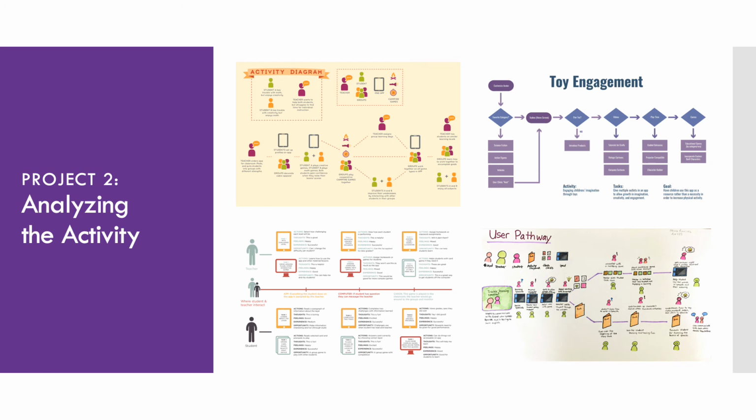After the pitches, students are asked to analyze the activity and divide it into tasks and subtasks to help them really understand the behaviors that are involved in it. Then they visualize the activity and show how the products are related. For this visual, it can take many forms. So it could be a task analysis or a flow chart like shown on the top right, or a service blueprint like shown on the bottom left, or a user pathway like shown on the bottom right.